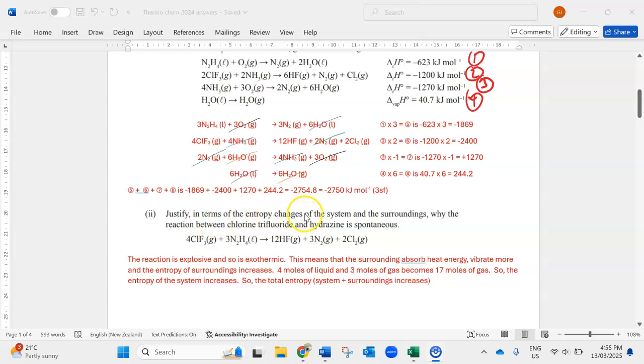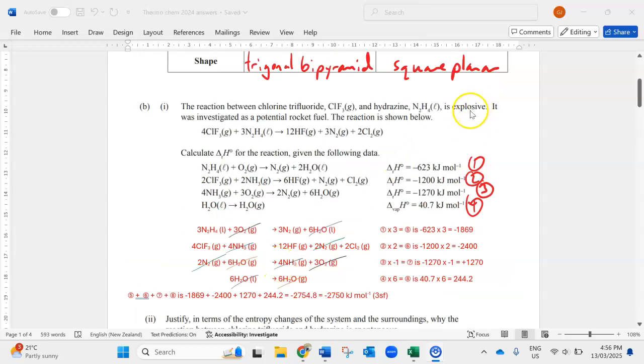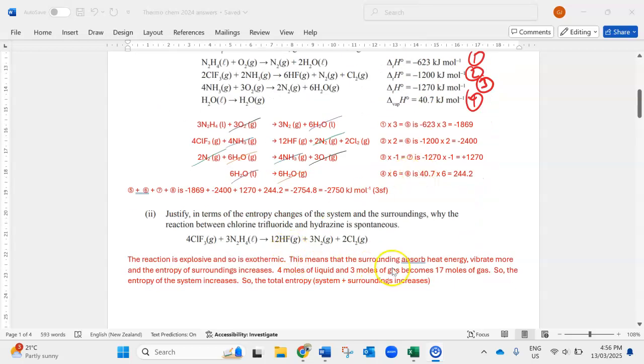Justify in terms of entropy changes of the system and surroundings why the reaction between chlorine trifluoride and hydrazine is spontaneous. The reaction is explosive, and so it's exothermic. They tell me here it's explosive. This means the surroundings absorb heat energy and vibrate more, and so the entropy of the surroundings increases.